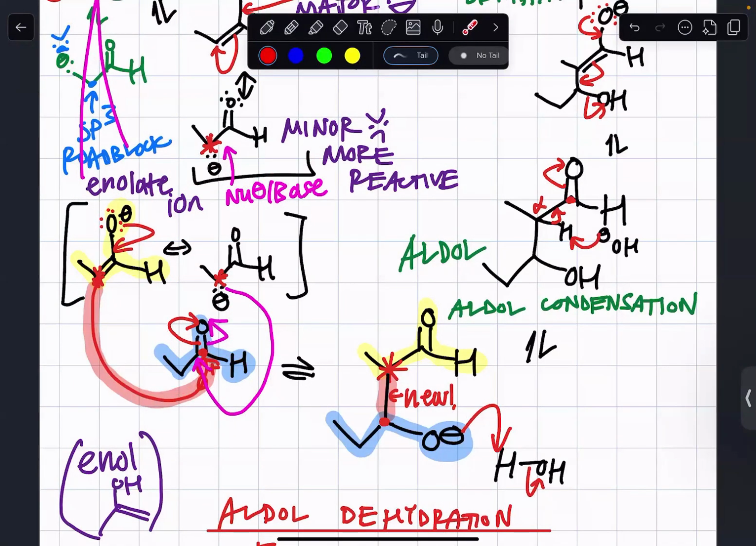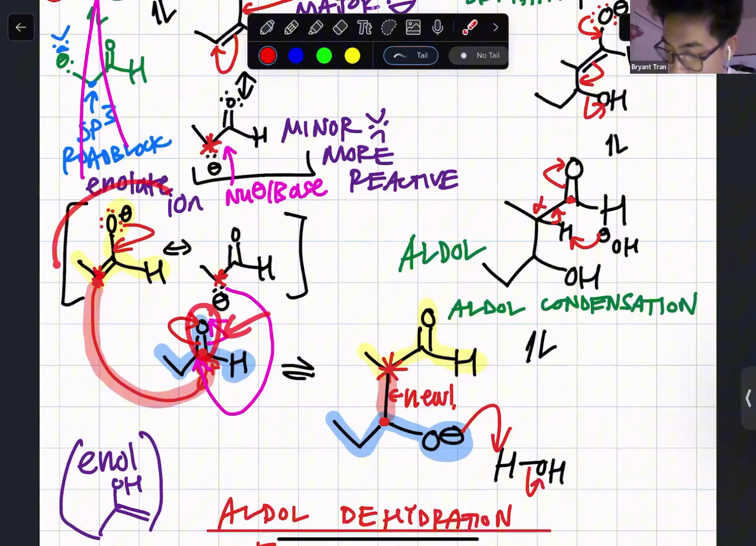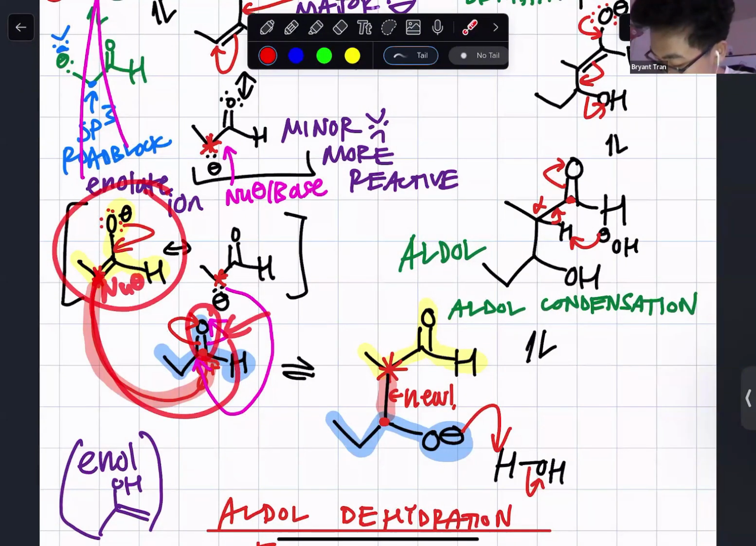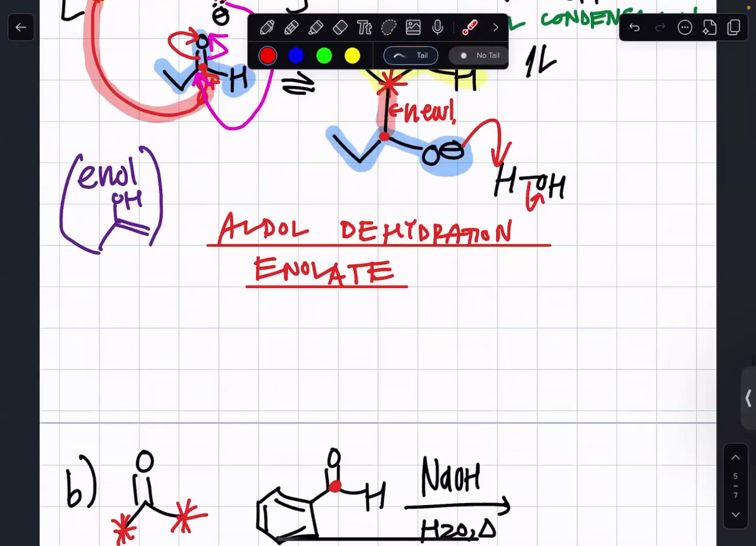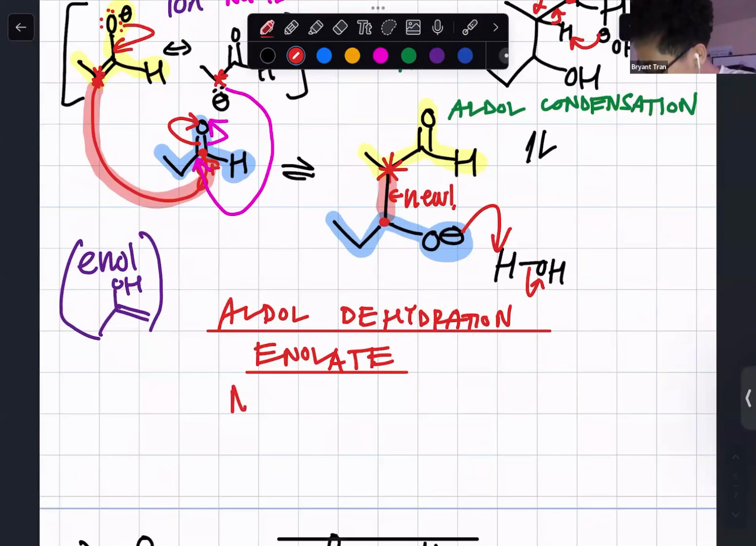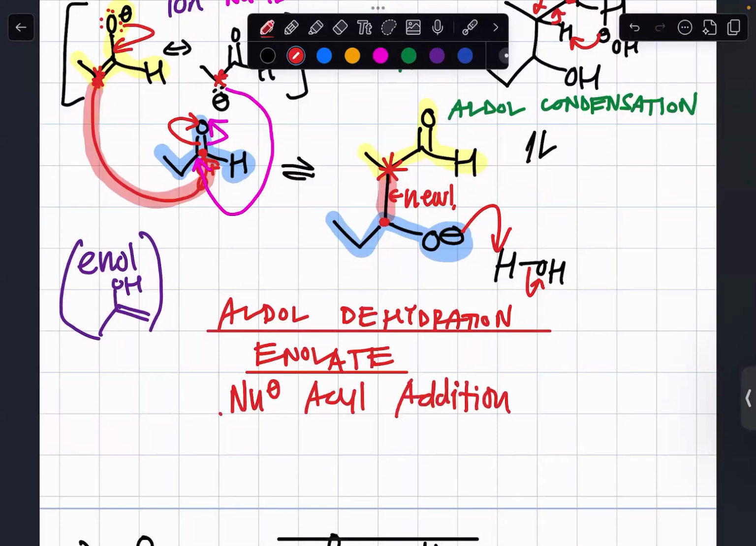Oh, because this is our acyl group, the carbonyl group. But this nucleophile here is weird because we're used to seeing a nucleophilic acyl addition with CN minus, OH minus, OR minus, or amines. This nucleophile here is the enolate ion alpha carbon, which attacks an acyl group and pops it up there. Same mechanism like before, but it's a nucleophile this time. So it is a nucleophilic acyl addition mechanism.